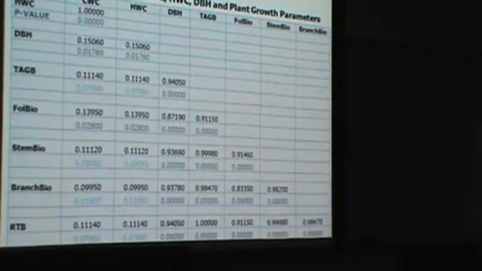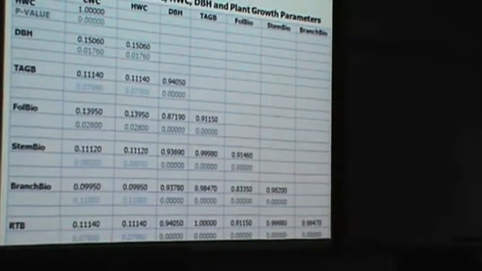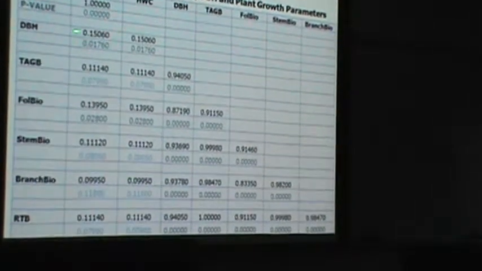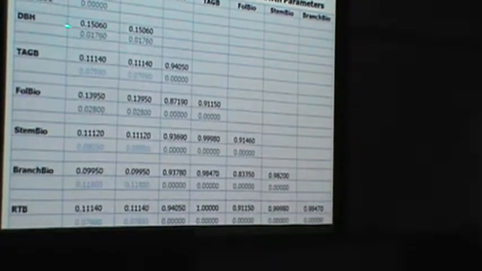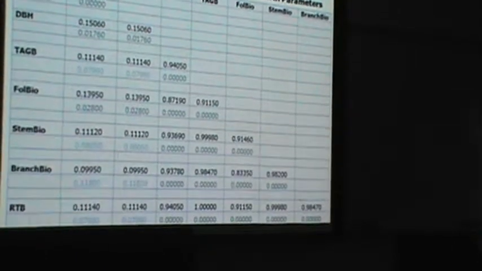Correlation of cold water extractable carbon and hot water extractable carbon, diameter of breast height, and plant growth parameters. You see the same trend going on here, where both cold water extractable carbon and hot water extractable carbon were significantly correlated only with diameter of breast height and foliage biomass.